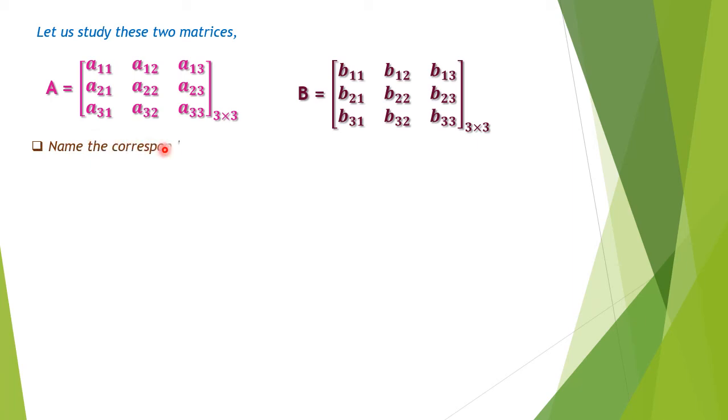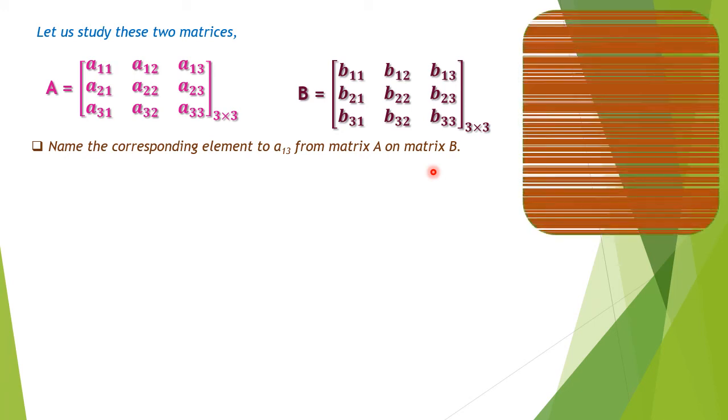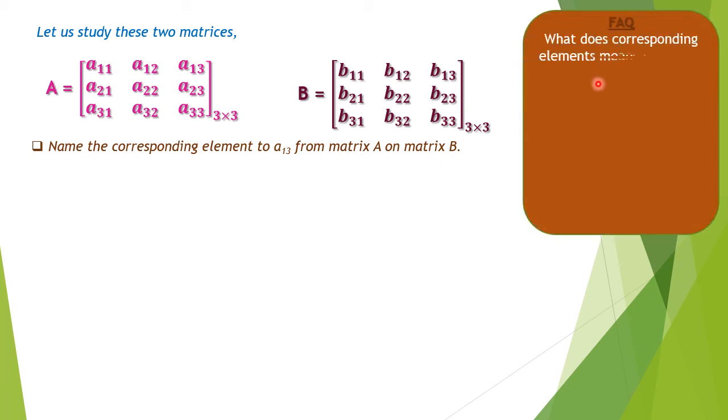Name the corresponding element to A13, which is right here. We have to find the corresponding element of A13 on matrix B. First we must know what corresponding element means. This is a frequently asked question from students. What does corresponding element mean in a matrix?